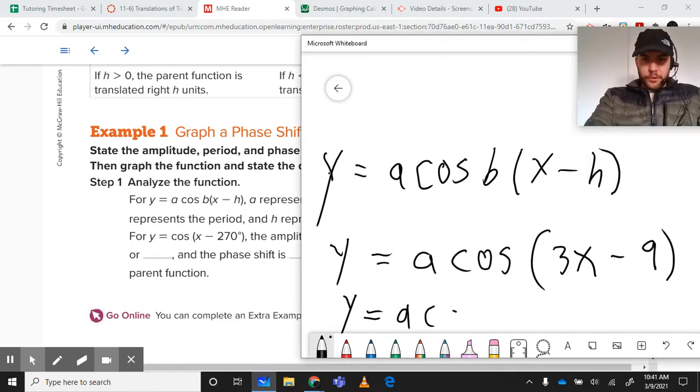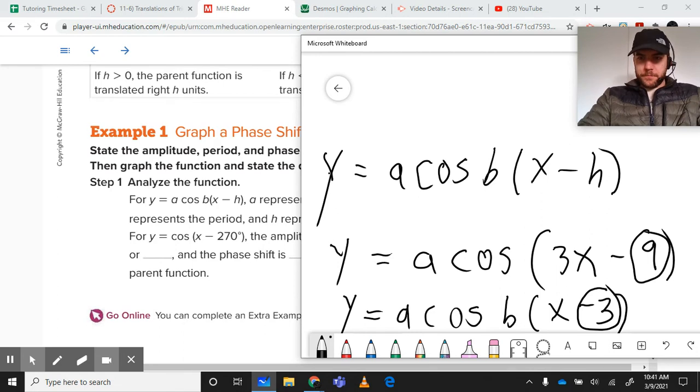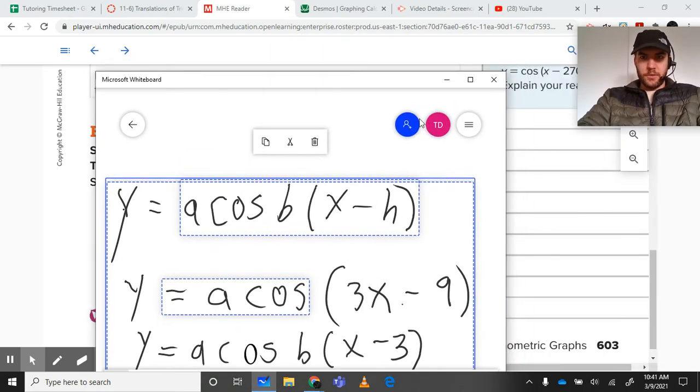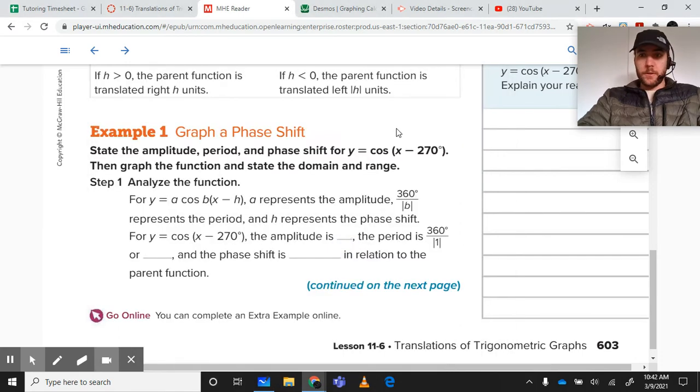The reason that is important is because once you've gotten it outside the parentheses, you're going to change the value of that horizontal shift. That horizontal shift value is only the thing after the x when the x is by itself. So if we have 3x minus 9, we are not shifting to the right 9 units. We're actually shifting to the right by 3 units. So that's just an important distinction to keep in mind when you're trying to parcel out what your horizontal shift is, what your period is.